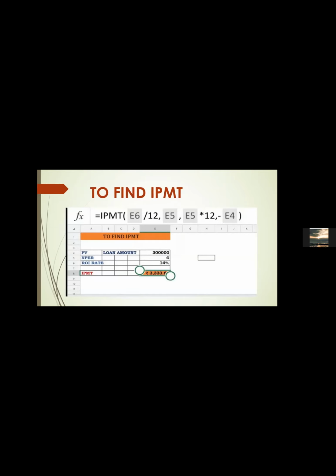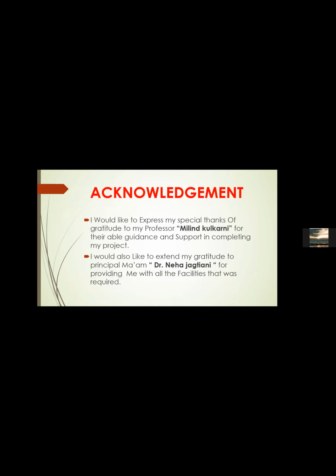To find IPMT: present value 3 lakhs, NPER 4, rate of interest 14%. IPMT is equal to IPMT(E6/12, per, E5*12, -E4).